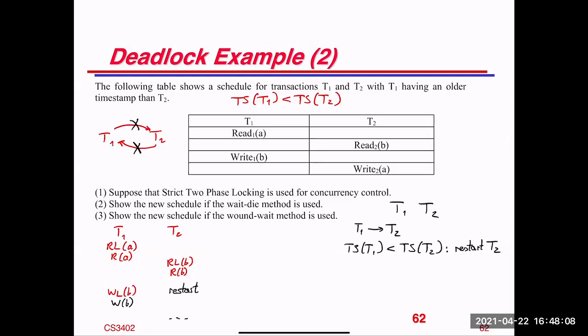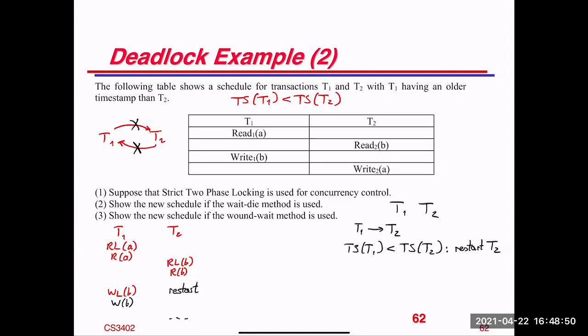Sorry, I mean that for wound-wait, T1 determines the restart of T2, but in wait-die, T2 determines the restart of T2. Yeah, that's what I mean. Okay, yeah, so that's the difference.